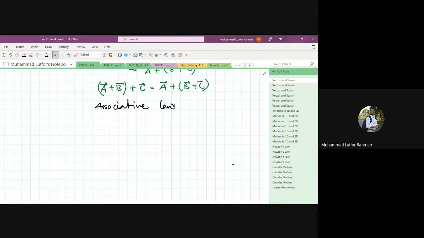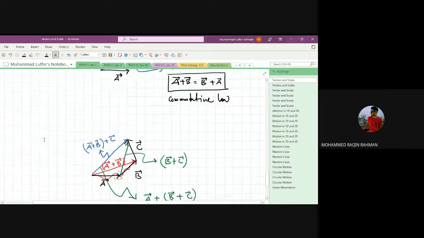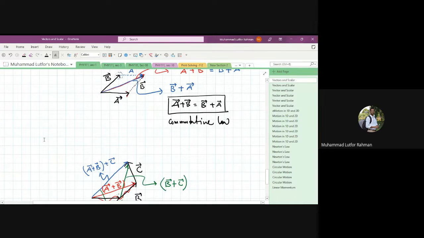All right. Sir, what was the name of the first law? Vector triangle law. No, the one before this one. It's called the commutative law. Okay, sir, thank you.